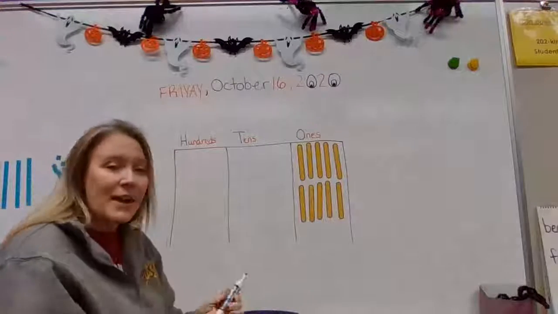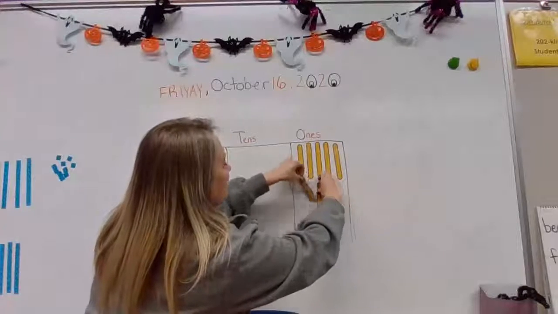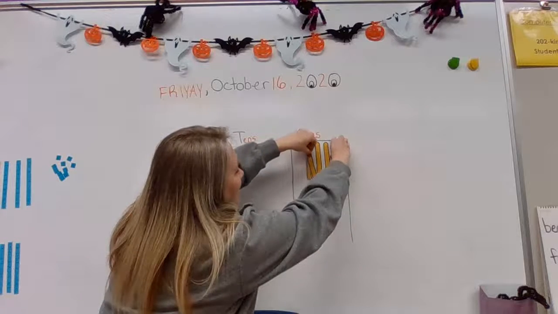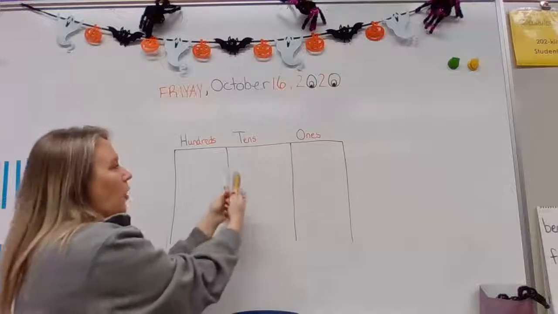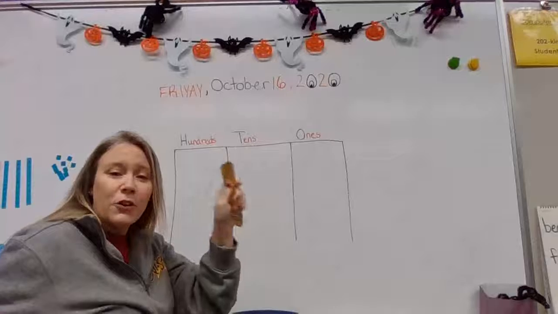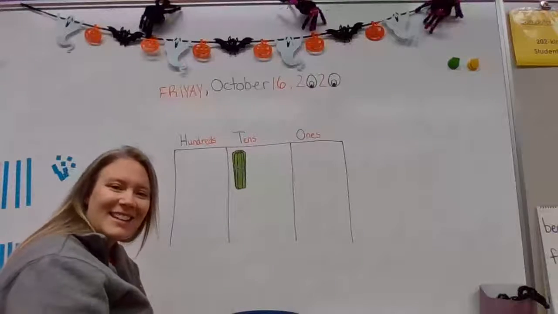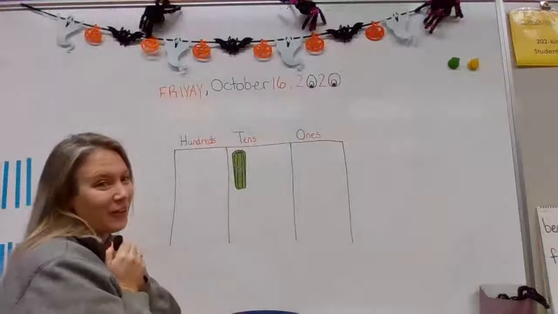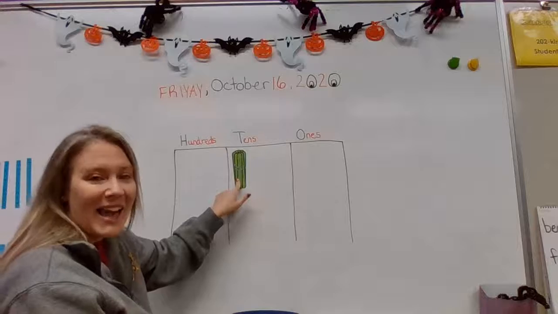So that means I am going to bundle them. Remember, that means I'm going to group them together. And I'm going to carry them over to the tens. I have a group of 10 now. So now it's a group of 10 because I bundled them together.